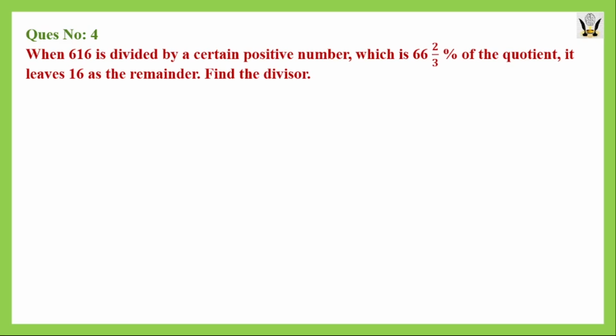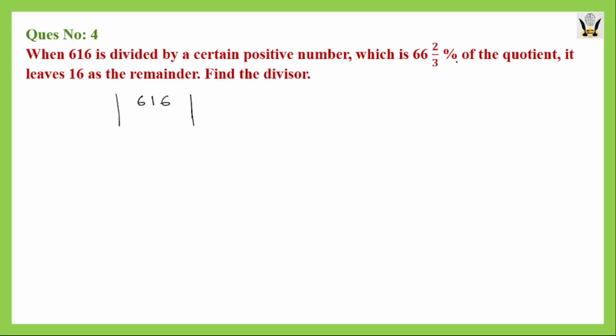Now the next question: when 616 is divided by a certain positive number, which is 66 and 2/3% of the quotient, it leaves 16 as remainder. Find the divisor. Now 616 is the dividend, and it is divided by a certain positive number, which is 66 and 2/3% of the quotient.